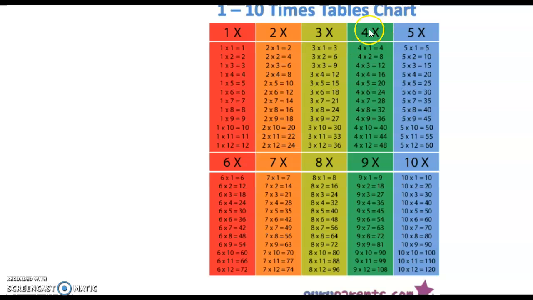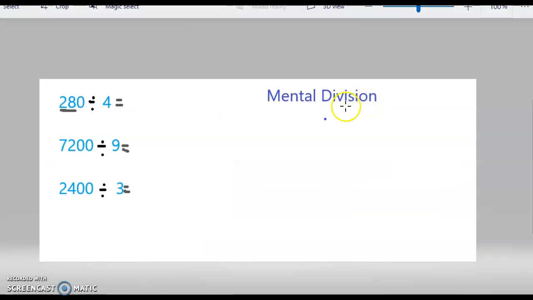You're going to find the 4 times table. And on the answer side, you're going to look down until you find the number 28. And we can see 4 times 7 is 28, which means 4 into 28 is 7. So I know that 4 can go into 28 7 times. So 4 into 28 is 7. And then 4 into 0 is 0. So my answer is 70.